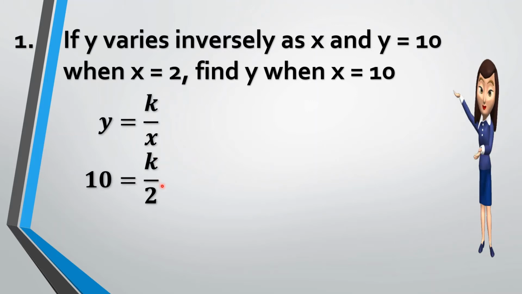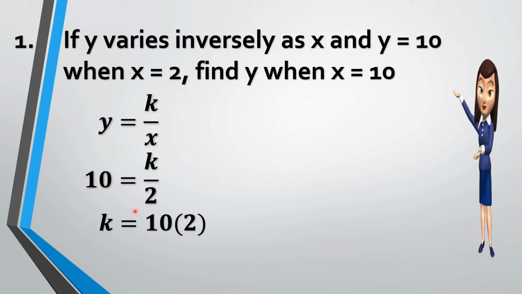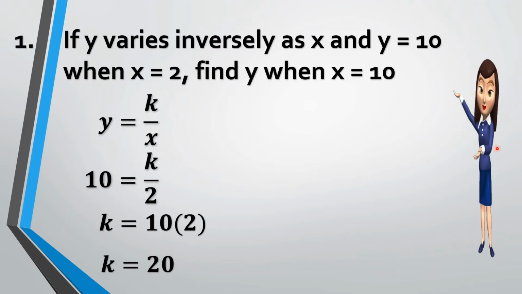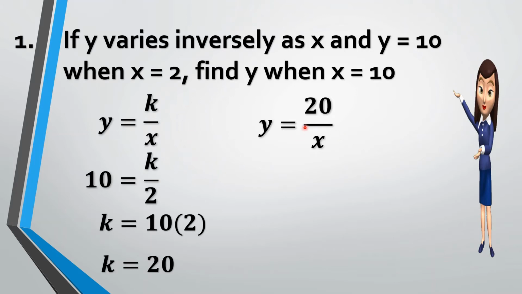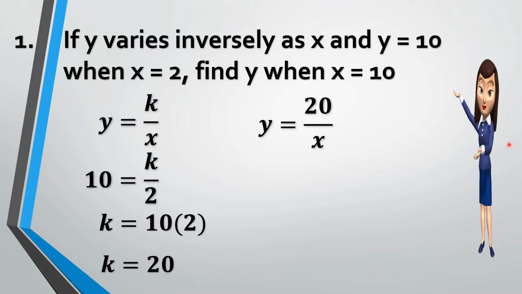So 10 is equal to k over 2. After that, you're going to multiply, because we need the cross product. So k is equal to 10 times 2, and 10 times 2 is equal to 20. And that is our constant. Now we write the equation of variation: y is equal to k over x, so y is equal to 20 over x.